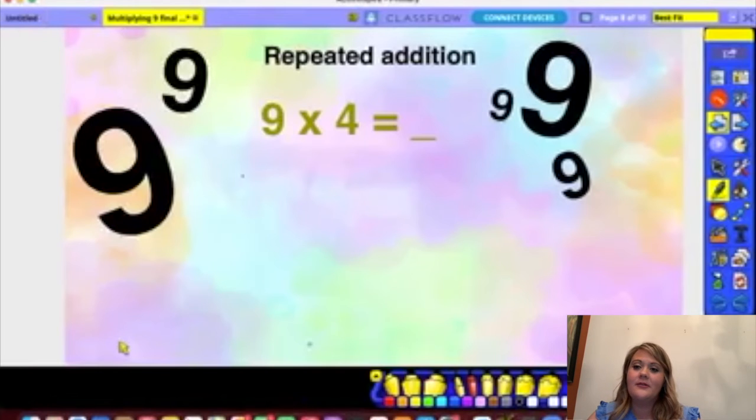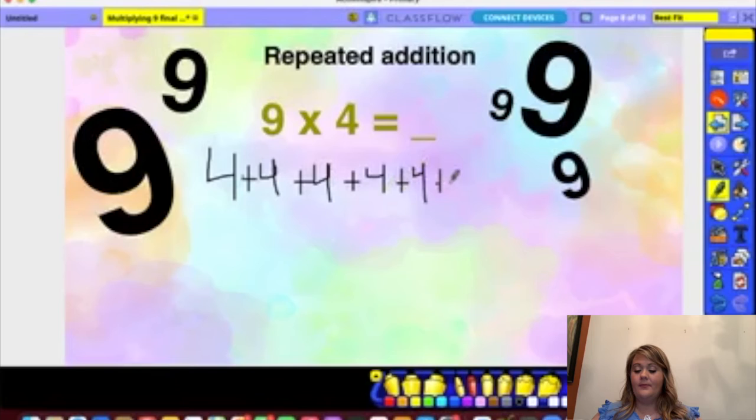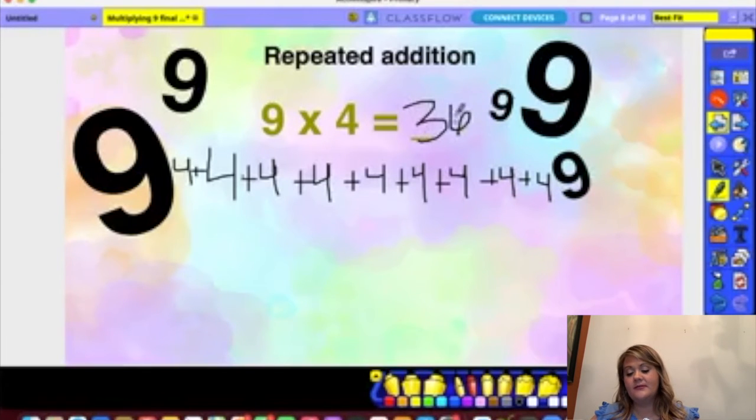So the last way we can work out this problem is using repeated addition. So we have 9 times 4, which literally means 9 groups of 4. So I'm going to add 4 together. 9 times 4 is 4 plus 4 plus 4 plus 4 plus 4 plus 4. Let's count 1, 2, 3, 4, 5, 6, 7, 8, and we'll squeeze 9 in right here. And when you multiply 9 times 4, or you add 4 together 9 times, you're going to get 36.